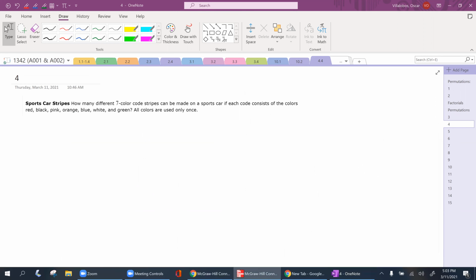It says here, sports car stripes. How many different 7-color code stripes can be made on a sports car if each consists of the colors red, black, pink, orange, blue, white, and green? All colors are used only once.